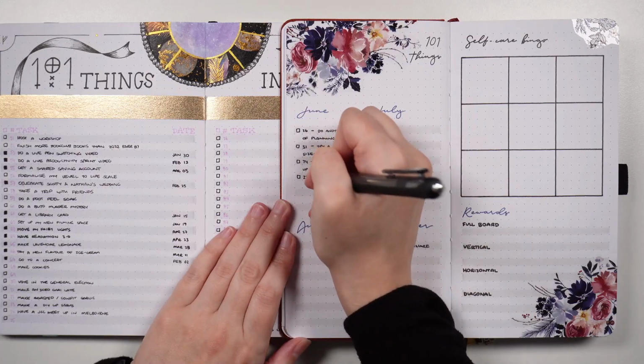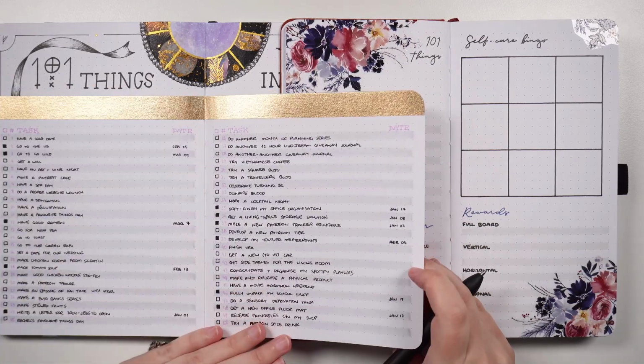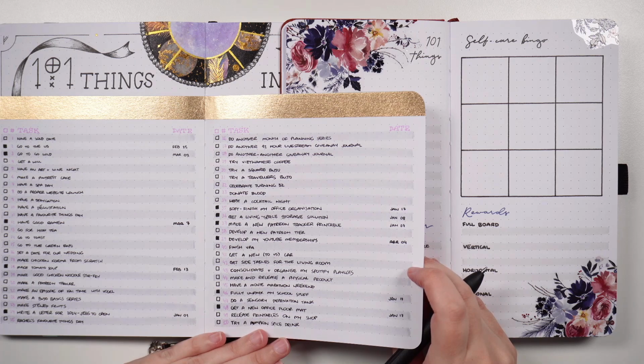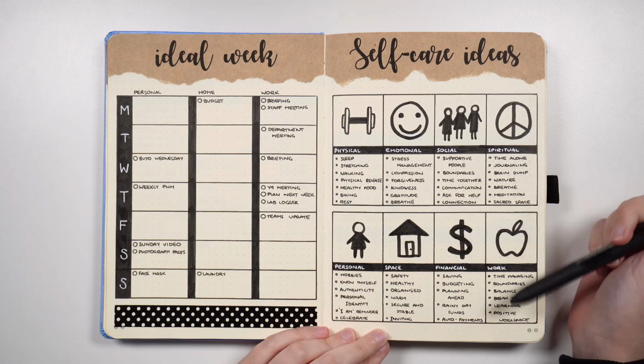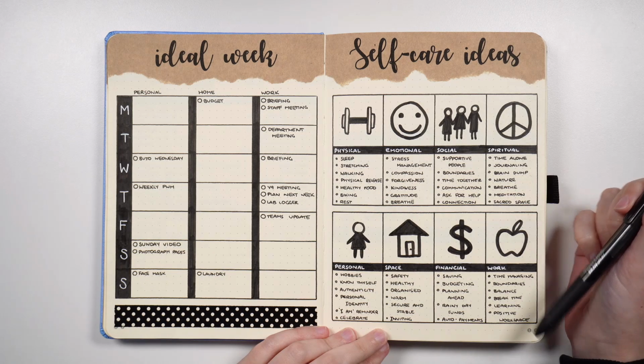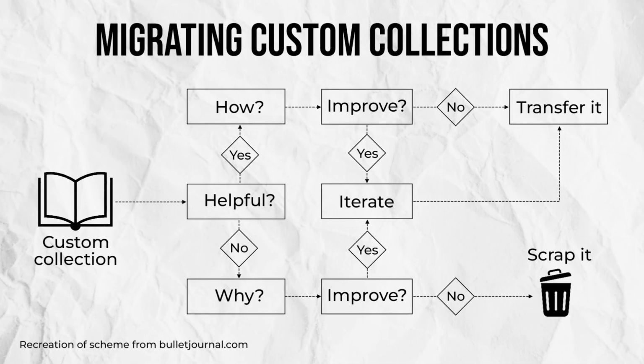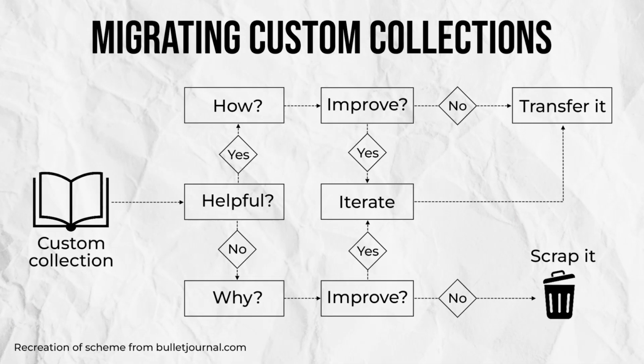Once you've set up and used your collections though, you'll eventually get to a point where it's time to migrate them either to a new journal or to a new month. Really depends on the collection you've set up. This is an excellent opportunity to reevaluate your collections and consider, are they still serving you, or do they need to be tweaked, changed, or scrapped?